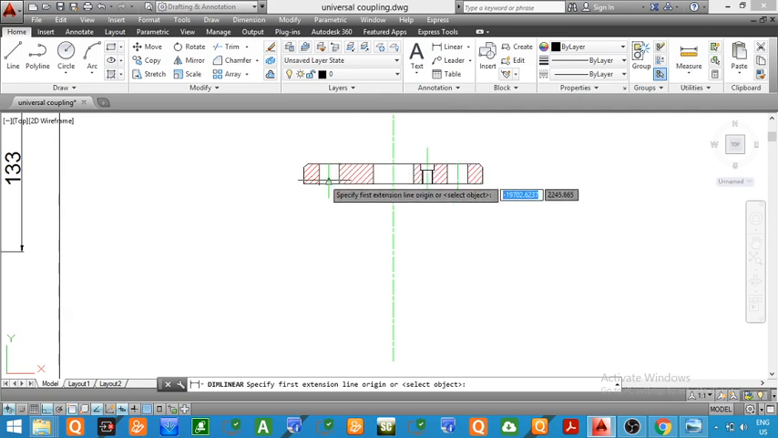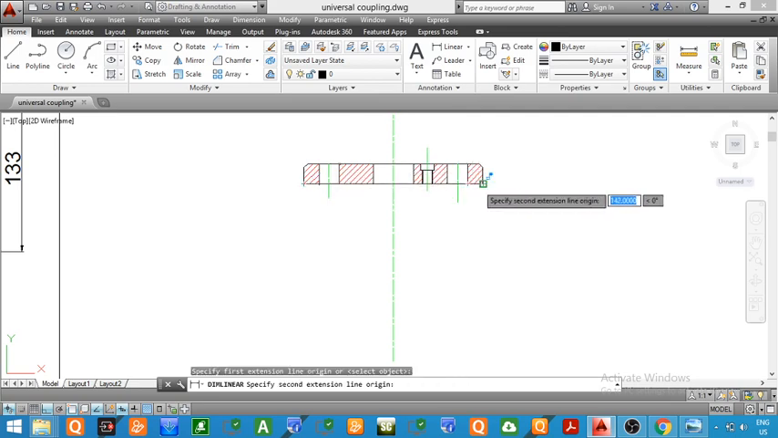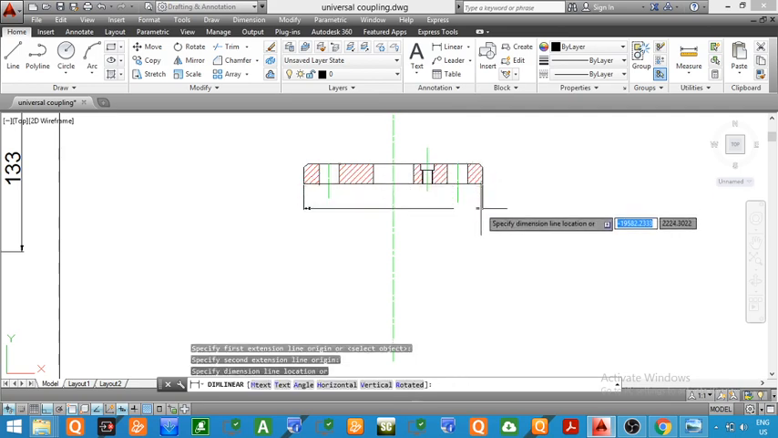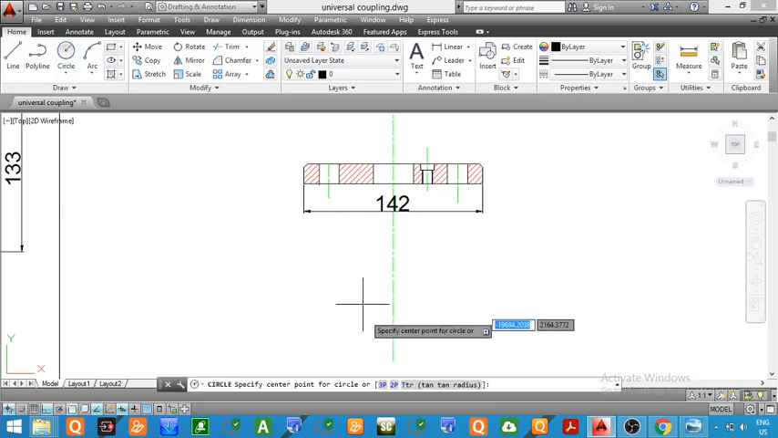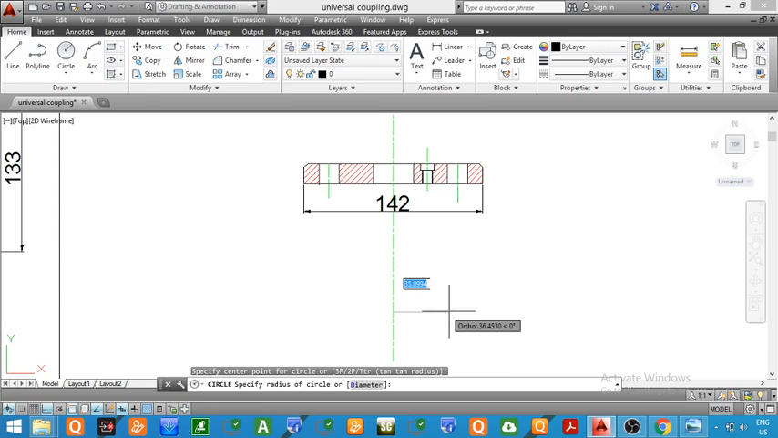You can see I will give you the dimension here. The actual diameter of this part is 142. So here we have to draw a circle with diameter 142 mm, since this cylindrical part will be clearly visible from the top. We are taking the center. Now I am giving the diameter as 142. Here the radius will be equal to 71. You can see I am giving the radius 71, half of 142.